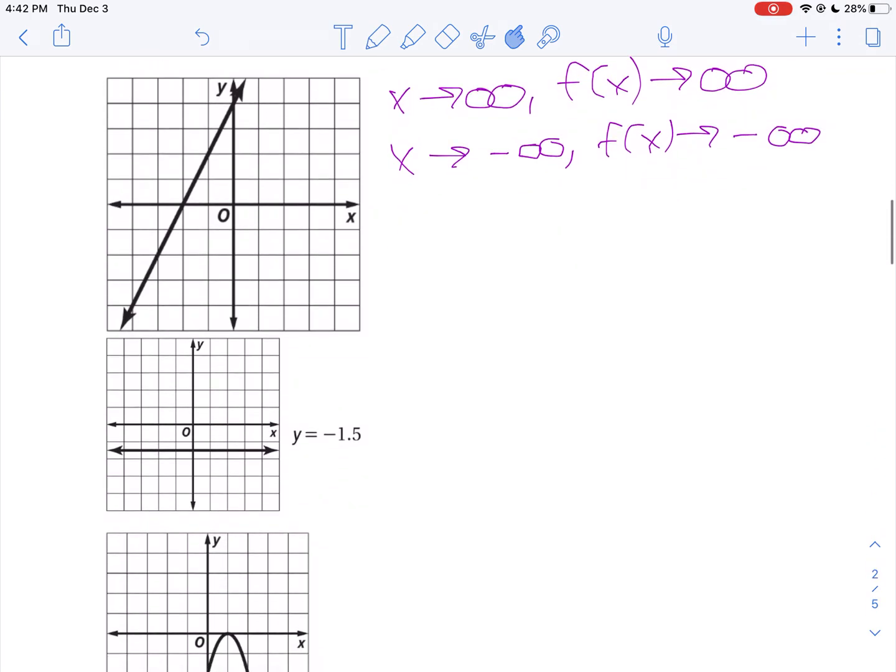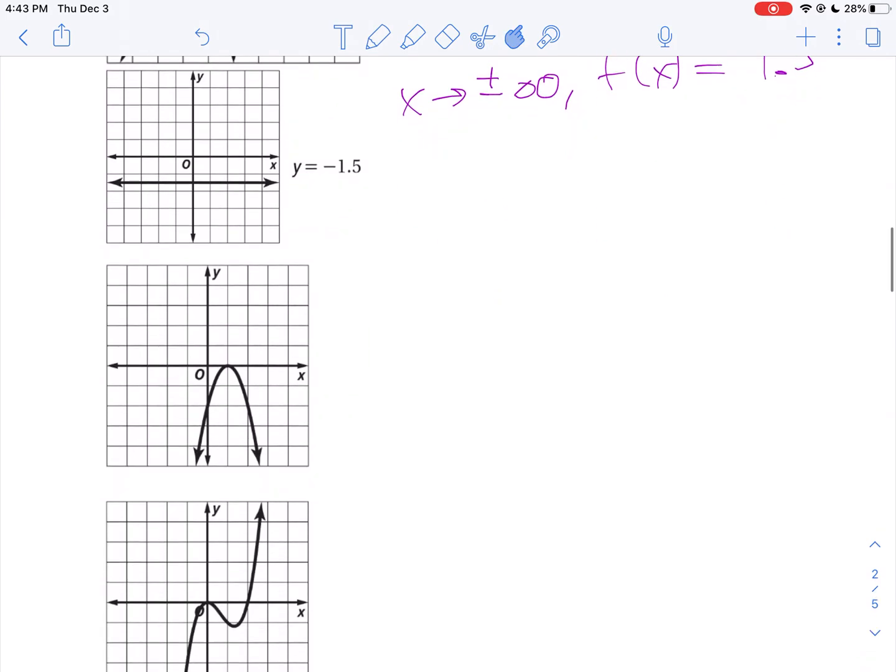Here's a good example of one that doesn't approach infinity. Notice y is always negative 1.5. So I can say as x approaches positive or negative infinity, doesn't matter which direction, f of x is going to equal negative 1.5. It's always going to be negative 1.5. It doesn't change. Here we have an even polynomial because we notice the end behavior goes in the same direction. So I'm going to say as x approaches positive or negative infinity, what's happened to your graph? Well, f of x is going to be approaching negative infinity.